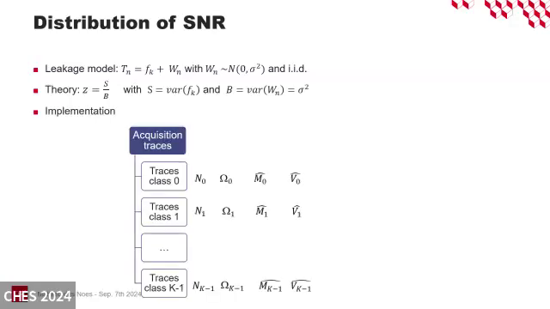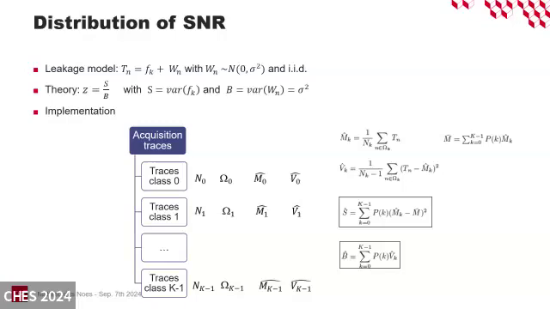In practice, we have a set of acquisition traces. We classify them according to the value of the sensitive data. For each class, we have the number of traces and the index of the traces. So we are able to compute the mean and variance of the signal within each class. Then we can compute the overall mean, and we can estimate the signal part and the noise part, S and B.